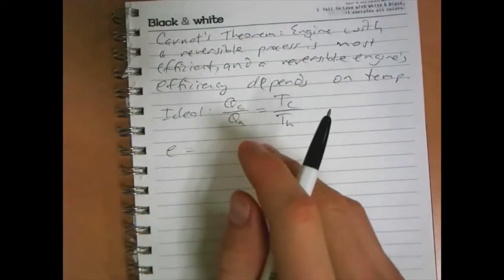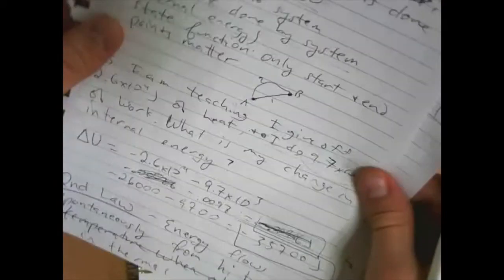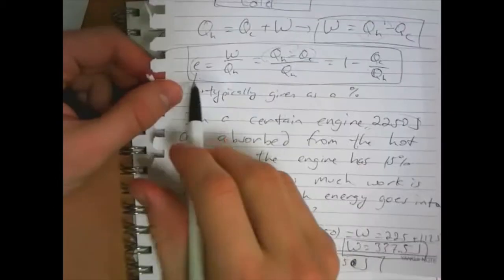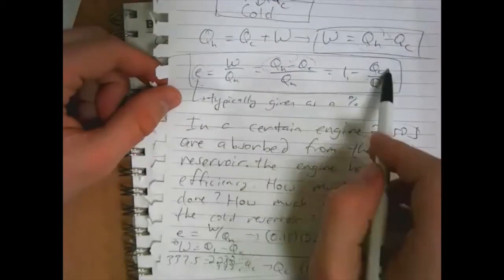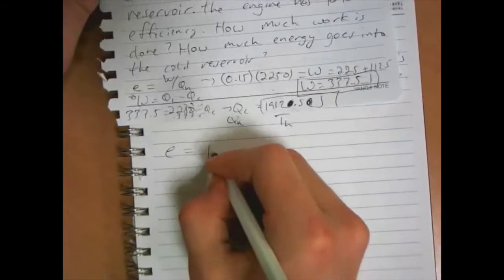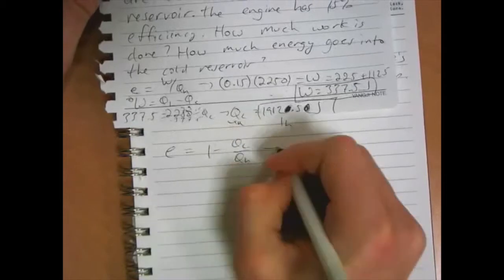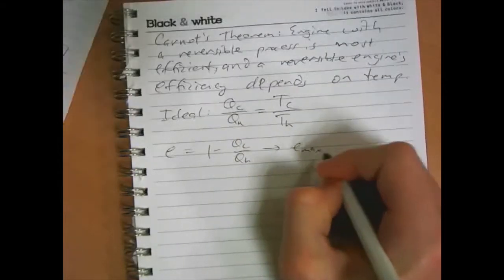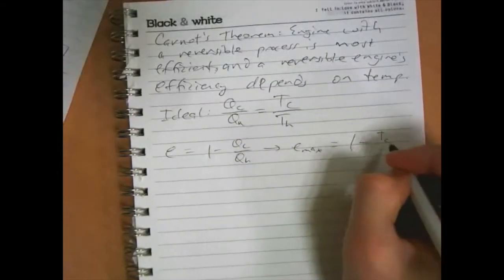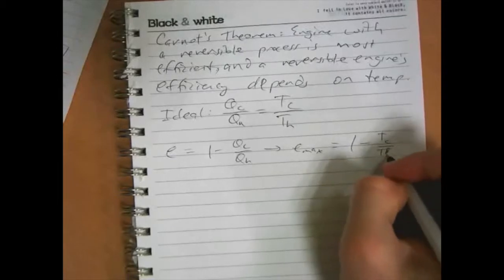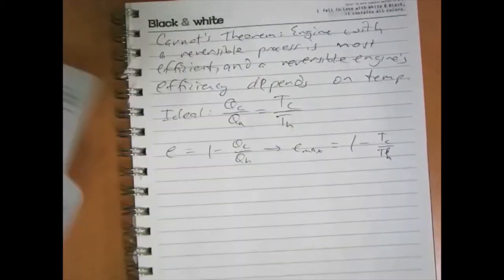One way of writing it when I factored it. Where did I write it? There it is. The efficiency is 1 minus Q cold over Q hot. Well, we're in that Carnot limit at 1 minus Q cold over Q hot. The maximum efficiency then is 1 minus T cold over T hot. So the maximum efficiency is not 1.